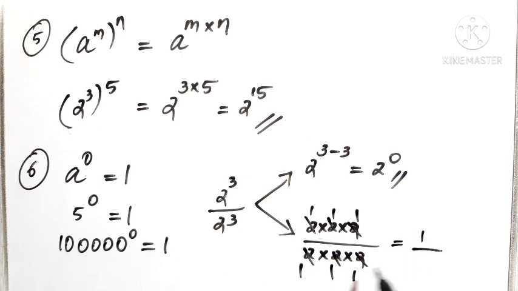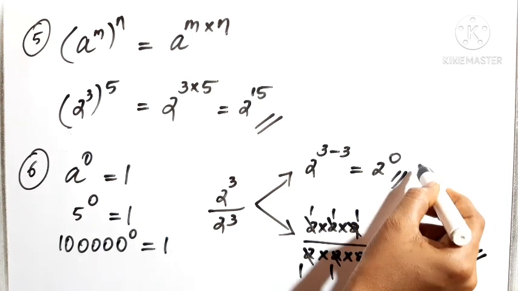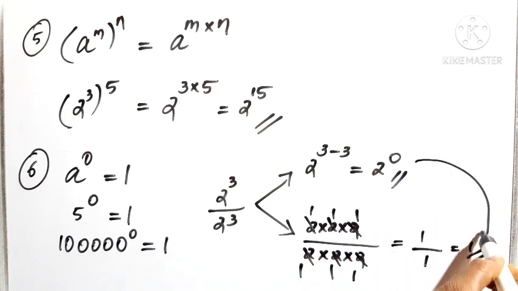Here also 1 into 1 into 1, 1. 1 by 1 also equals 1, no? From this we can understand 2 raised to 0 also equals 1. 2 raised to 0 equal to 1.